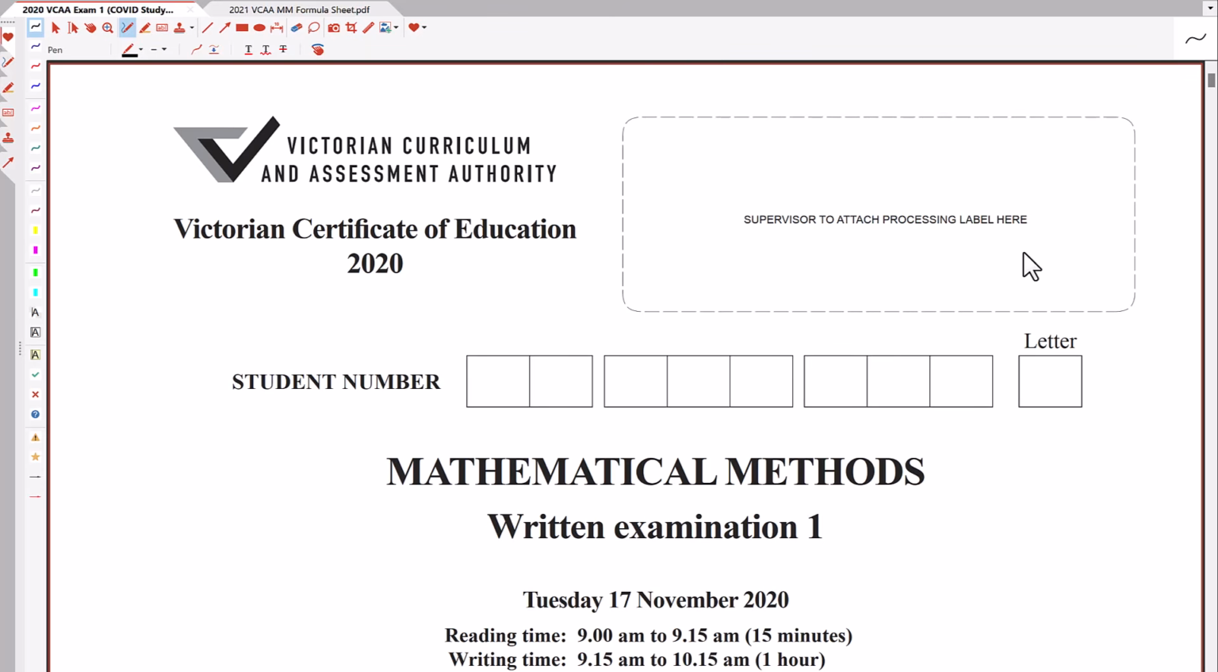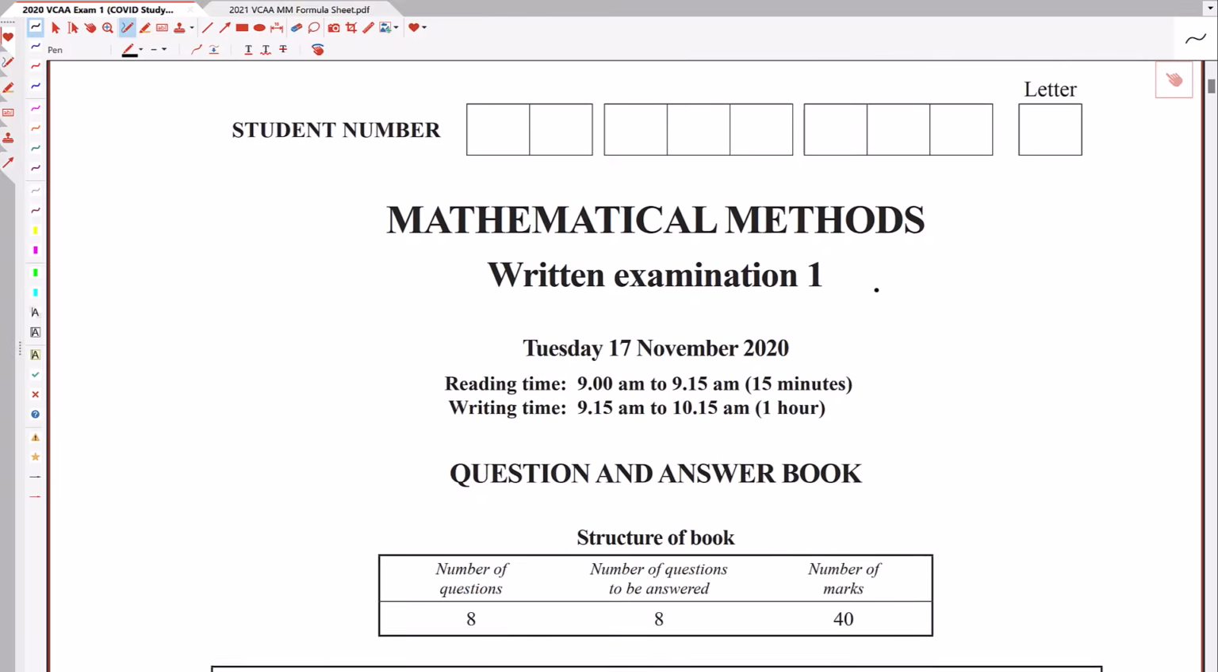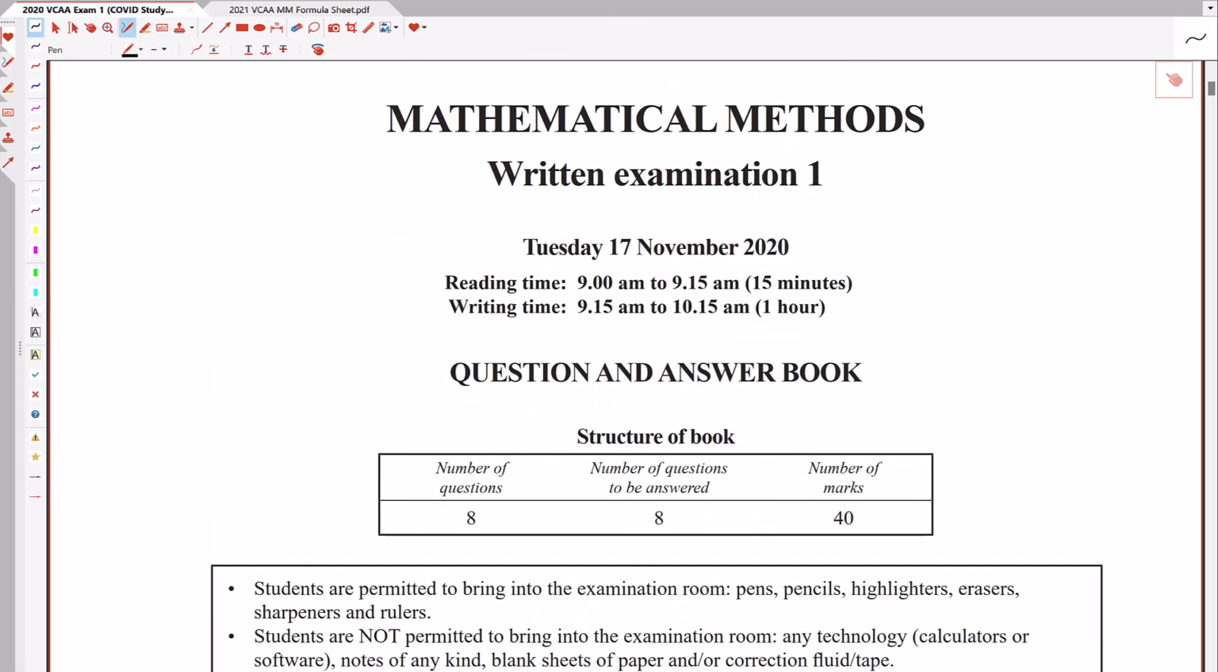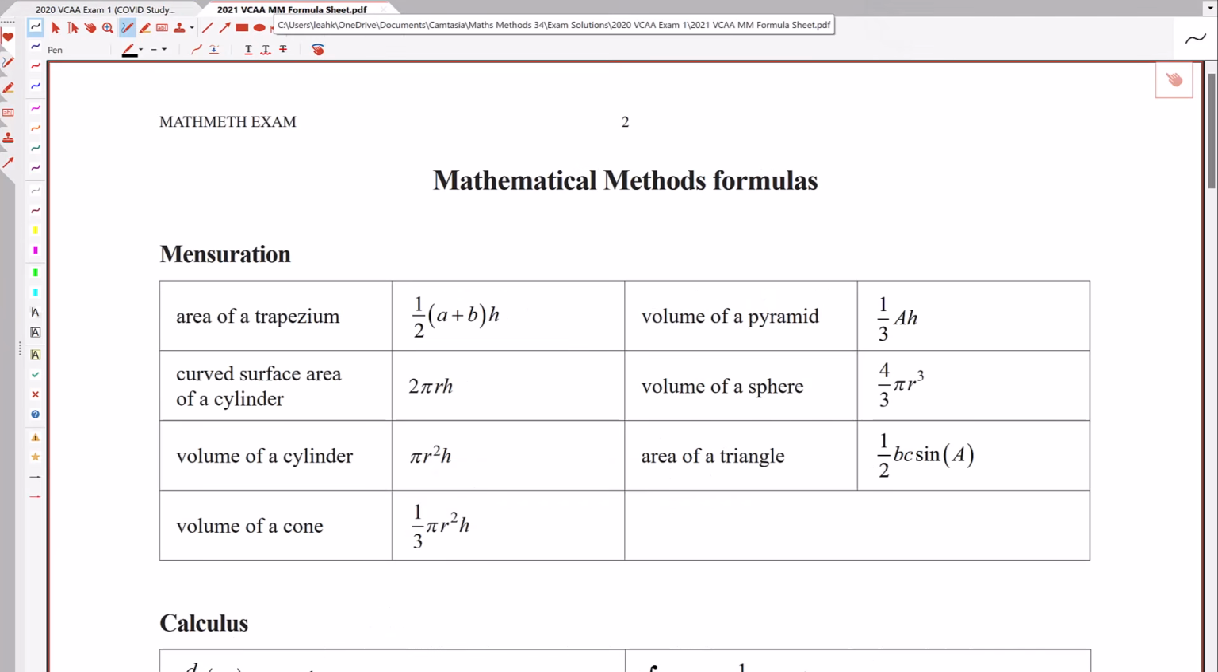Okay, so we've got the VCAA 2020 Exam 1. It is a tech-free examination, so no calculator, but you will always have access to your standard maths methods formula sheet, which we've got sitting over here. So you'll always have access to this in both exams, but obviously in exam 1 where you don't have your bound reference, the formula sheet's possibly more useful.